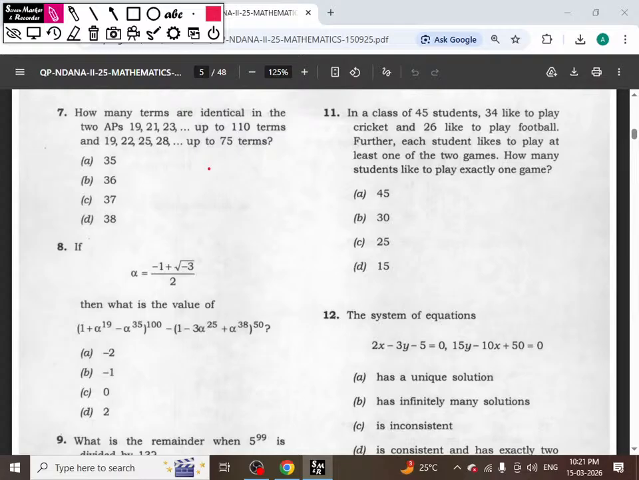So how many terms are identical in the two APs going on from 19, 21, 23 up to 110 and 19, 22, 25 up to 70?